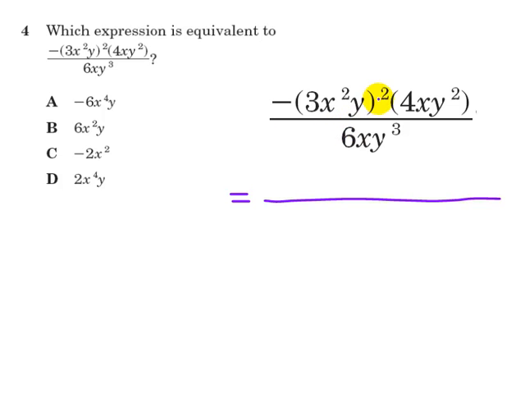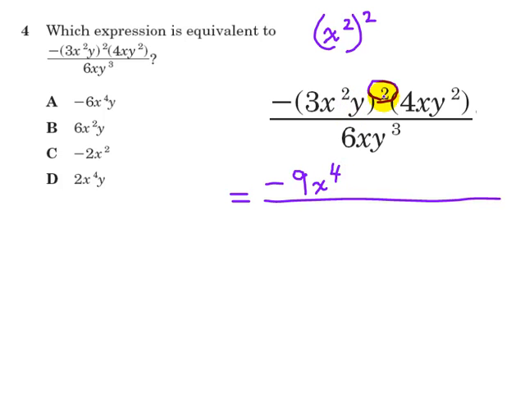So let's get started. Right away I see I have a squared, so that squares anything inside. The negative here is not inside, so I'm going to write him down. And I have 3 squared, which is 9. x squared squared, and if you remember the rule for this, we multiply the exponents, so we get x to the 4th.